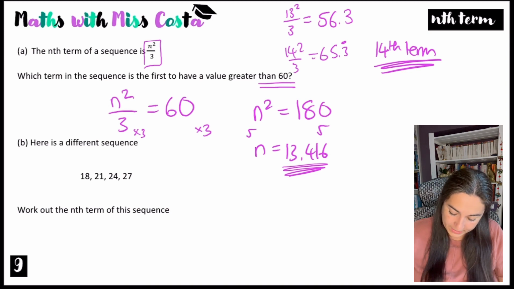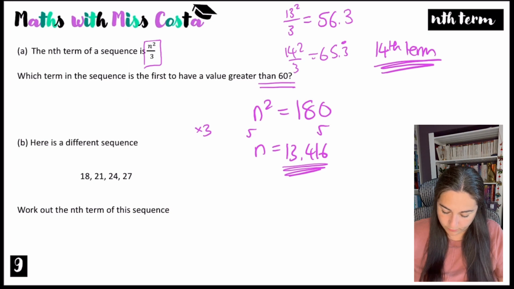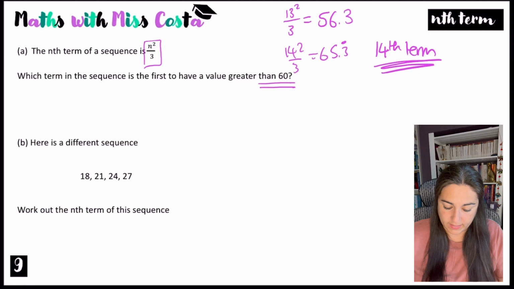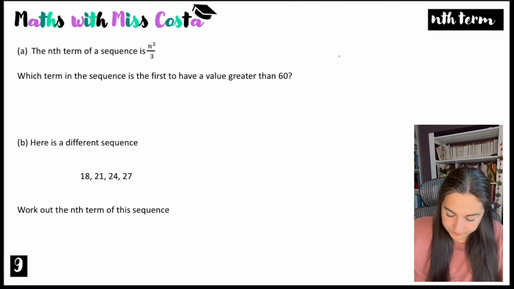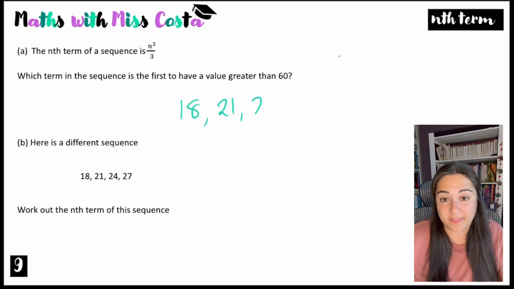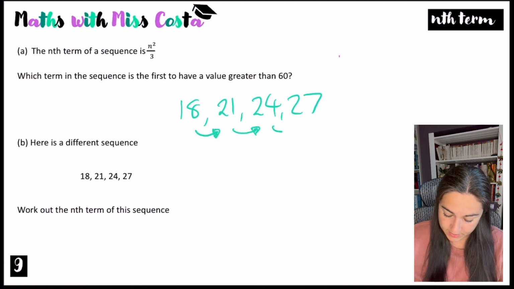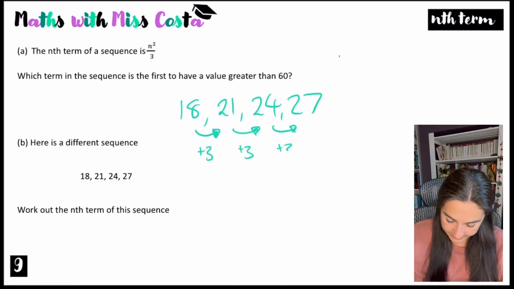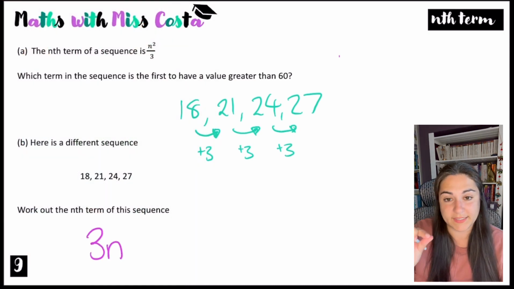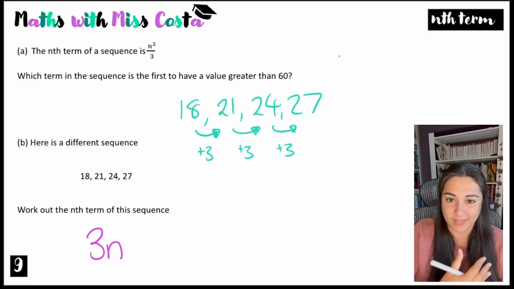Okay, now here we've got a different sequence, so let's just get rid of this. 18, 21, 24, and so on, and we need to figure out the nth term. So let's just write it out a little bit bigger. What we want to do when working out the nth term is find the constant difference. What's the difference between 18 and 21? The difference between 18 and 21 is 3, 21 and 24 is 3, and 24 and 27 is 3. So this tells me that I am going up in the 3 times table. Whatever your constant difference is tells you the times table that the sequence is using.